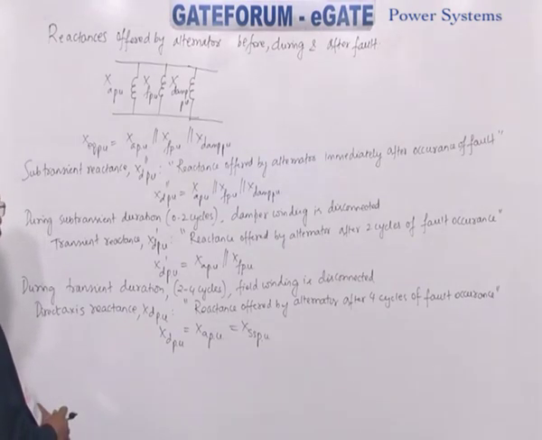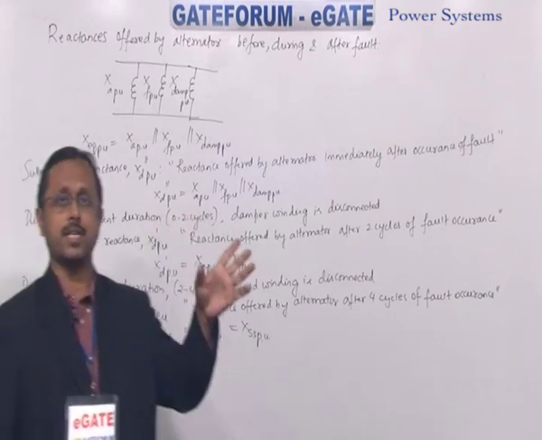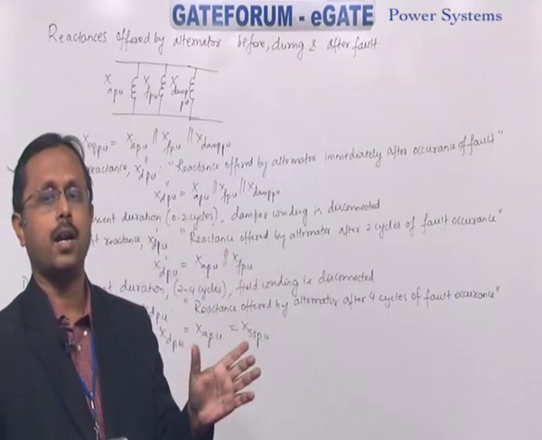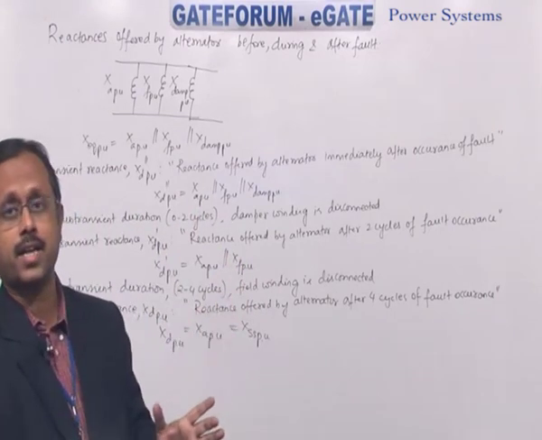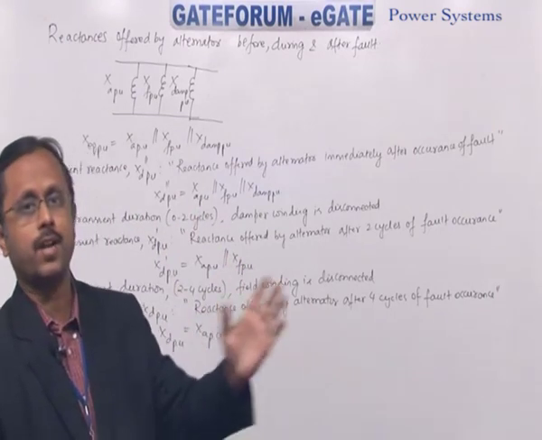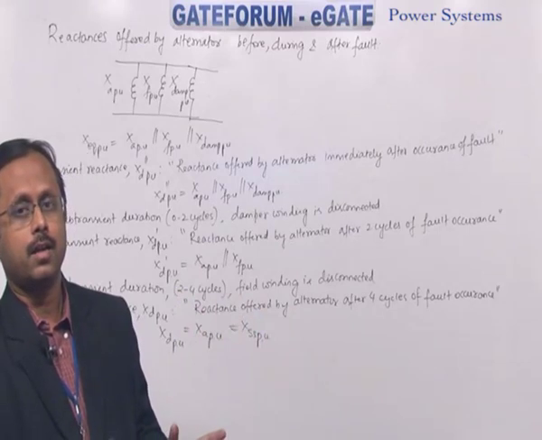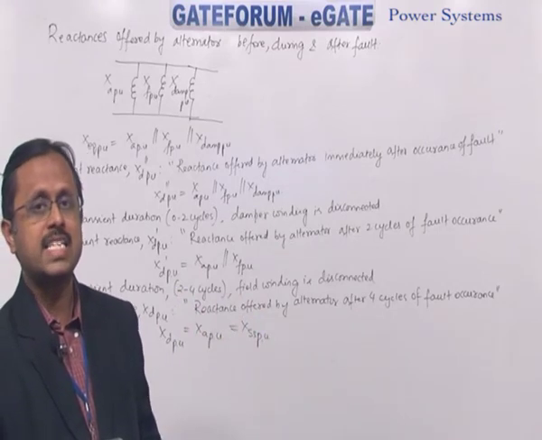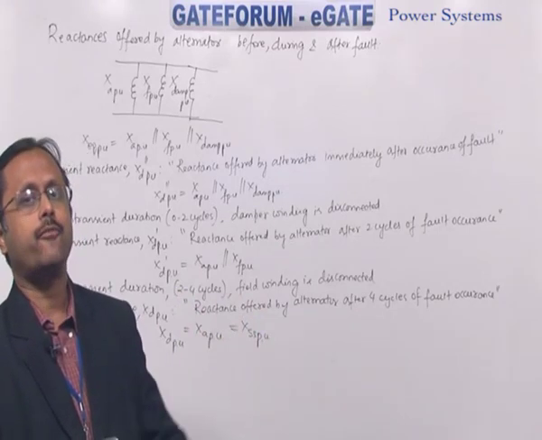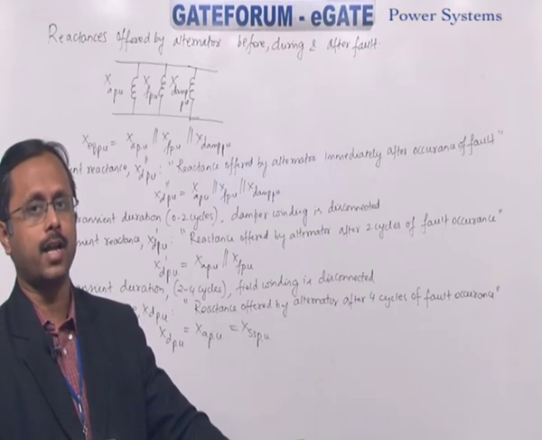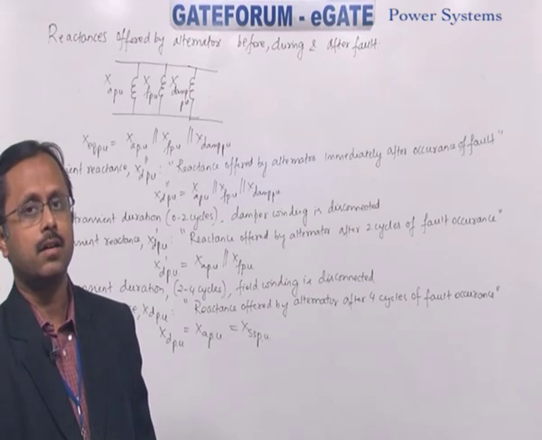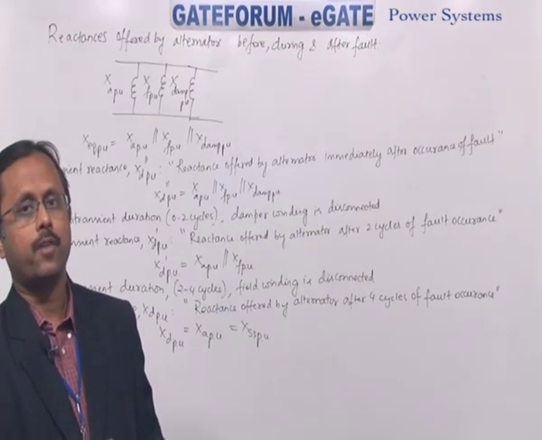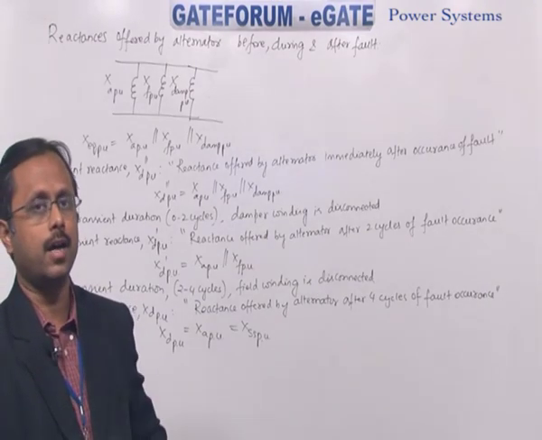So this is regarding the 3 reactances offered by the alternator. First one is subtransient reactance, immediately after occurrence of fault. Next, transient reactance after 2 cycles of fault occurrence. Next, direct axis reactance after 4 cycles of fault occurrence.